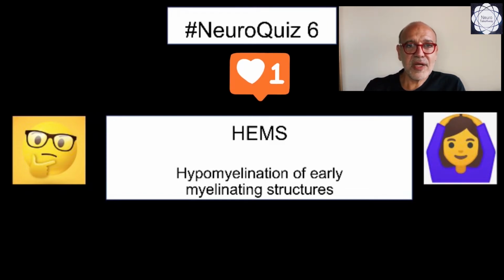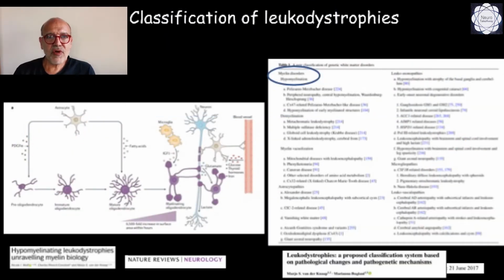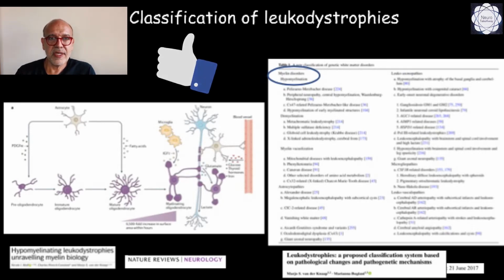The final diagnosis was HEMS. HEMS is a recently described entity which stands for hypomyelination of early myelinating structures. And what is the role of myelin? Well, as we were taught in college, the main function of this structure is the propagation of the nerve impulse through the nodes of Ranvier.